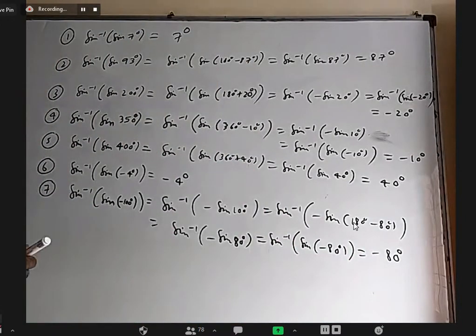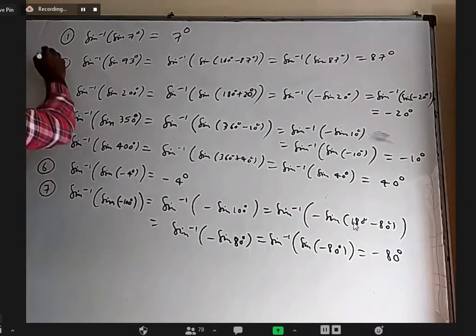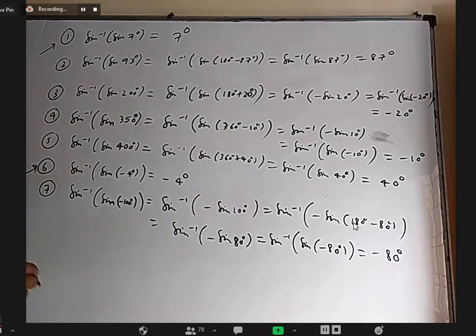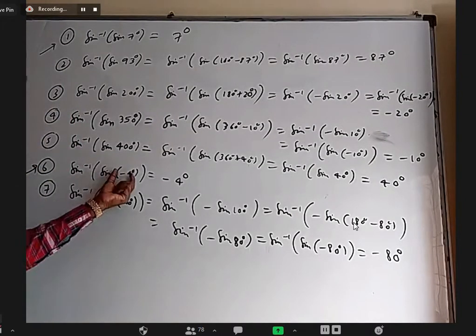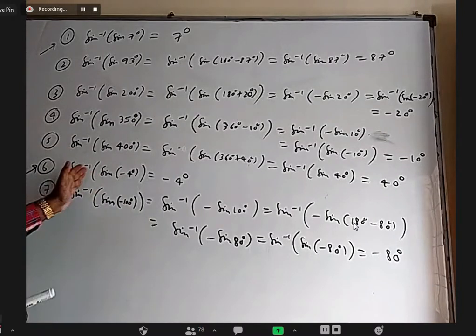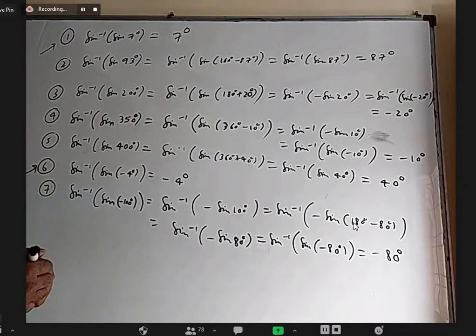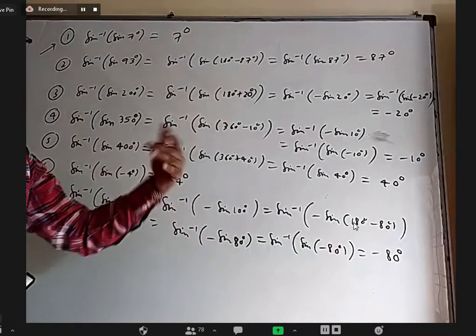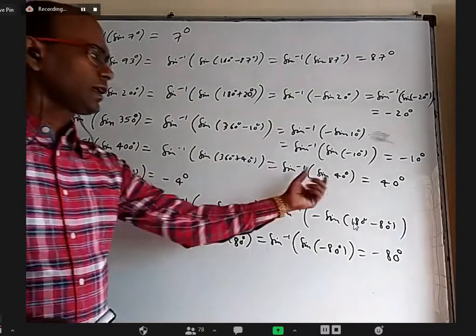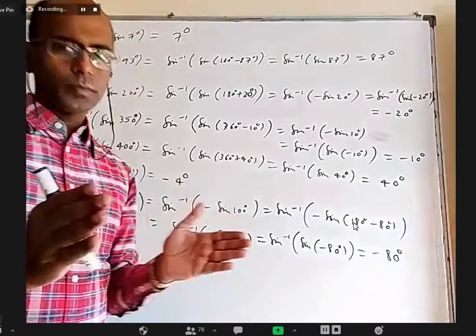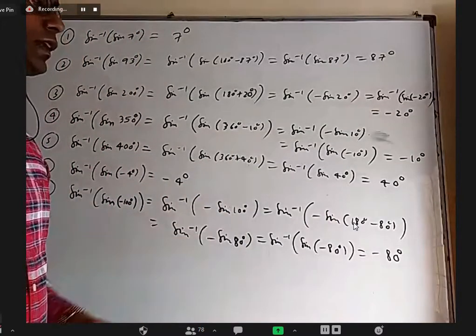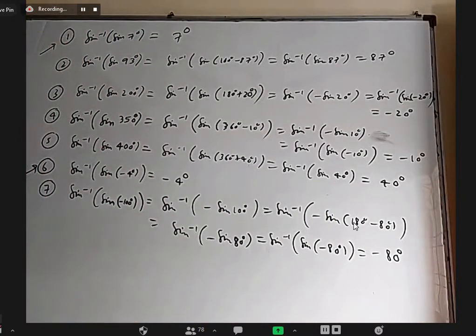Okay, so mainly in the first one and sixth one, the angles are in the principal value, so we are able to directly cancel out these two and write this. In other cases, we have to transform using 180 minus theta, 360 minus theta, 360 plus theta, and bring down the value to minus 90 degrees to 90 degrees, and then we can cancel out. Is it okay? Anybody still any doubt?